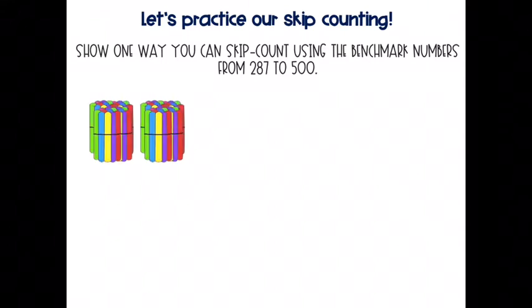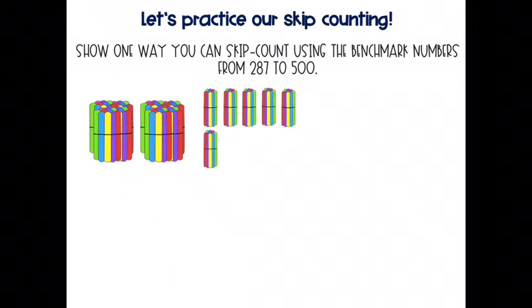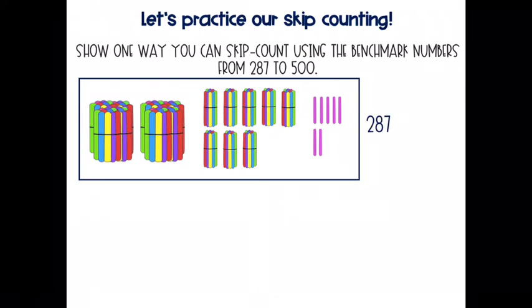100, 200, 210, 220, 230, 240, 250, 260, 270, 280, 281, 282, 283, 284, 285, 286, 287. Now that we've drawn our 287, let's box and label it. Now we can start counting to 500.